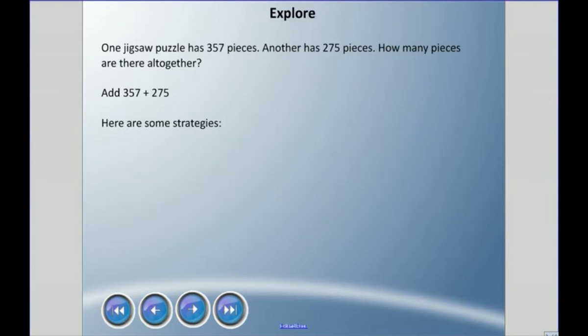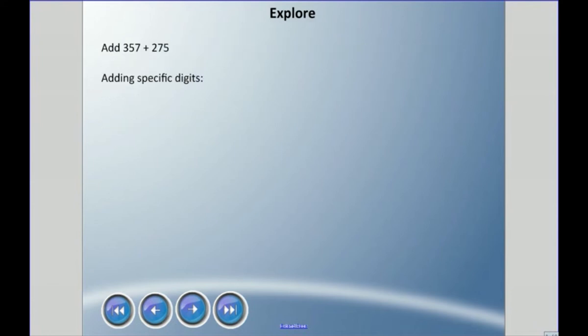Okay, let's have a little situation here. One jigsaw puzzle has 357 pieces. Another has 275 pieces. How many pieces are there altogether? We're going to add 357 plus 275, and we're going to look at a couple of strategies to start off with. Well, first we can add specific digits.